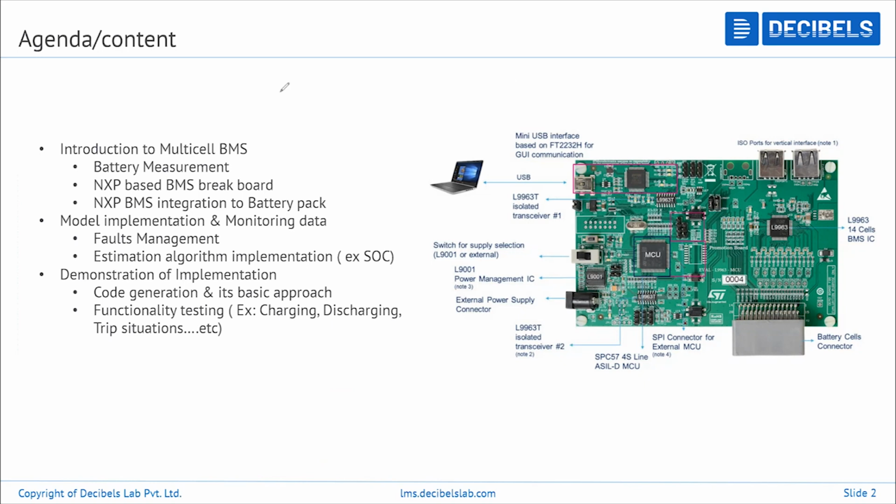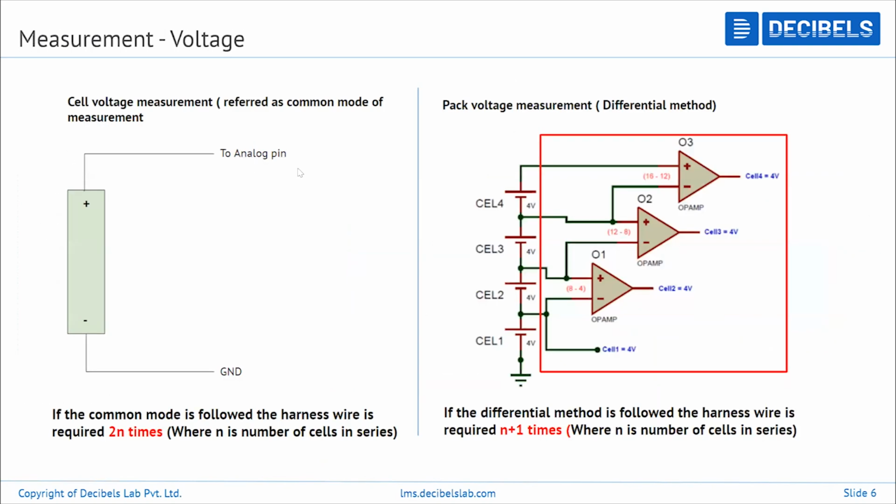I'll just go to that particular page. So one thing, when we talk about voltage measurement, if you take a single cell, we know that it has a plus and a minus. If you take a microcontroller, you will have a set of analog pins and digital pins. The positive of the cell is connected to the analog pin and the negative to the ground. Then you are able to measure the voltage.